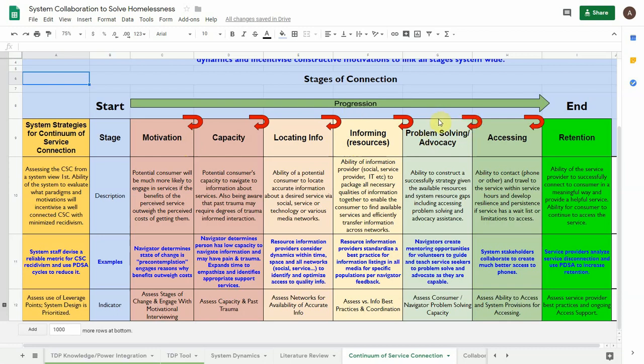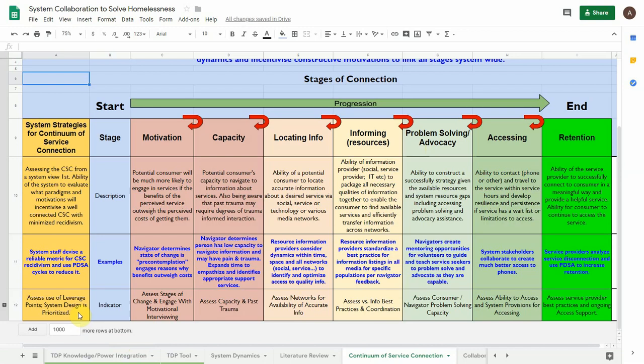So we want to try to measure where that's happening and inform and drive our decisions about where to increase our training system-wide, and where to increase our strategies for interconnecting the way that we guide people.